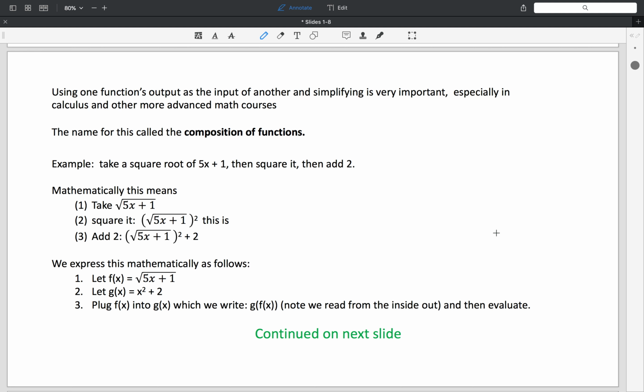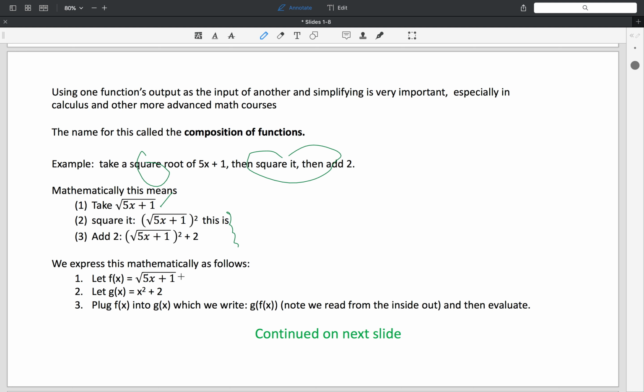So here's an example of a kind of multi-step process. I'm going to give it to you just verbally, and then we'll talk about how to think of it mathematically in terms of this thing called function composition. So here's an example. Take the square root of 5x plus 1, then you square it, and then you add 2. So again, that doesn't mean much. You take the square root. That's the first thing we do. It's right here. And then we square it and add 2, and those are these two steps right here.